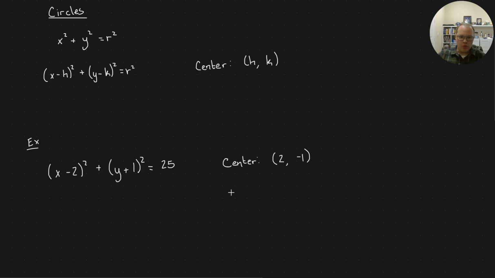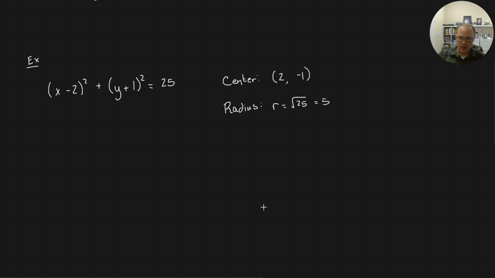Okay? The radius is the square root of 25, which is 5 in this case. Okay? With center and the radius, it's now real easy to graph the circle. Plot the center of the circle. So it's at 2 on the x, negative 1 on the y. There's my center. And then from the center, I go out my radius in all directions. So 5 units in all directions.